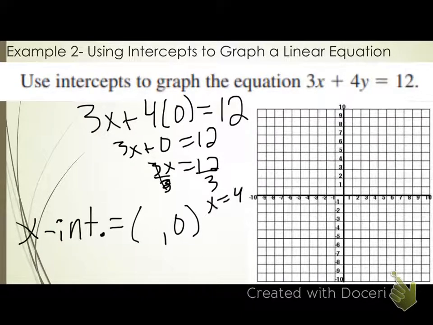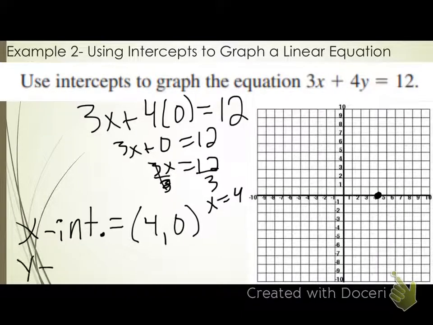X would equal 4. So my x-intercept is 4, 0. My x value is 4 because that's what I got x equal to. I substituted y with 0, so I put 0 in for y. So my first ordered pair, my x-intercept, is 4, 0. So I can put that point on my graph.